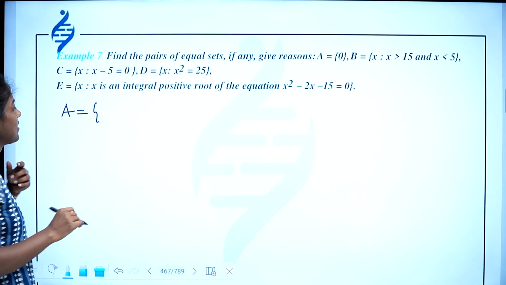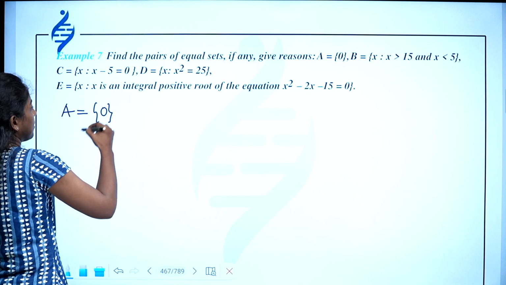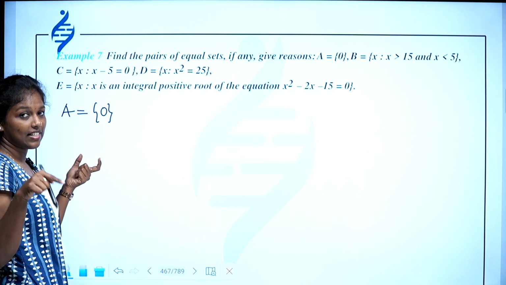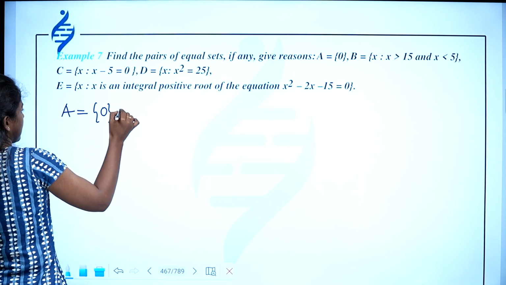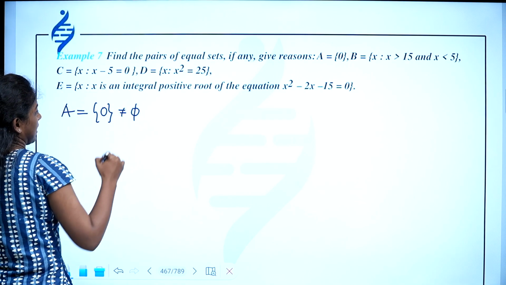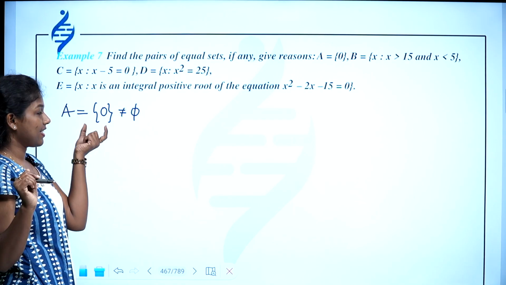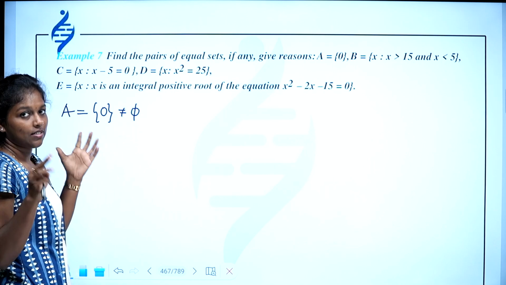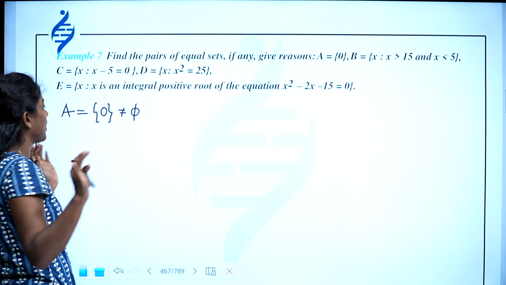A means set {0}. And one more thing, this set {0} is not the same as our null set or phi. This is not equal to phi because set {0} has one element. Null set does not have any elements. So, set {0} and null set are not equal.